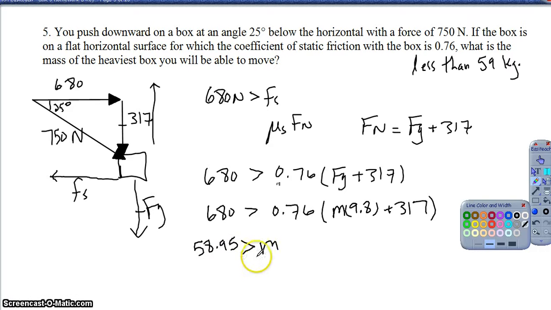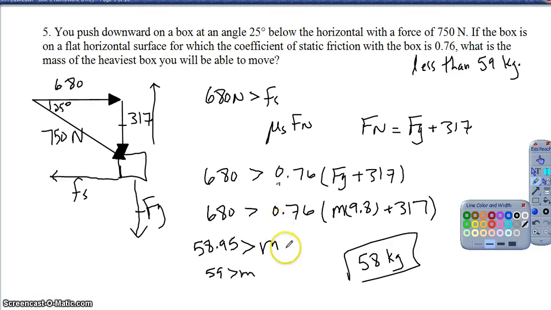So then the mass has to be less than that. Well, I rounded off using 2 sig figs, so 59. So I know the mass has to be less than 59 kilograms. So if we were going to the nearest whole integer, then I would say the heaviest mass I could move would be about 58 kilograms. But obviously more specifically, I know that anything less than the 58.95 or the 59, I would be able to move.